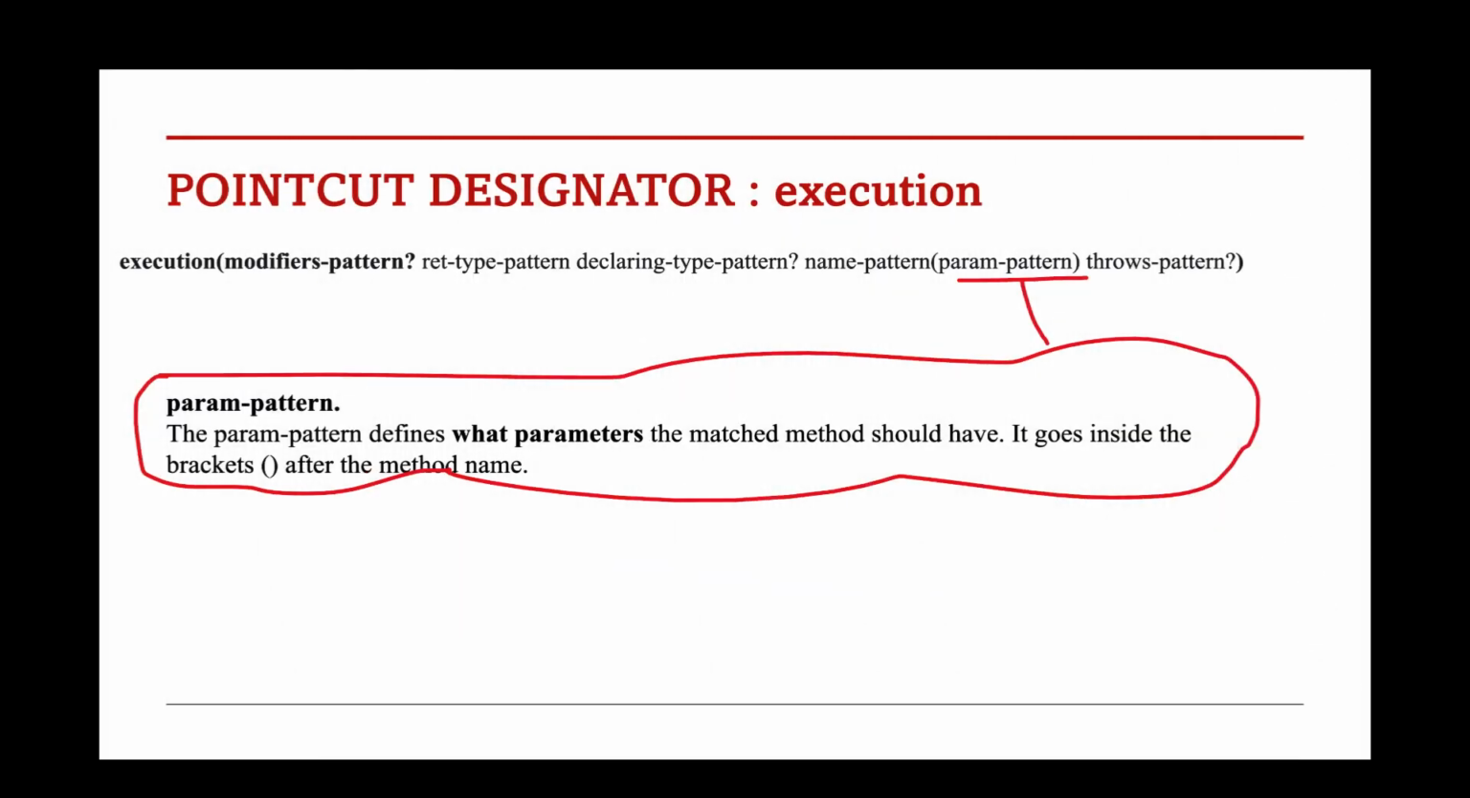Alright, now let's talk about the final required part of the execution expression. Param pattern. The param pattern defines what parameters the matched method should have. It goes inside the brackets, after the method name. And you have multiple options.